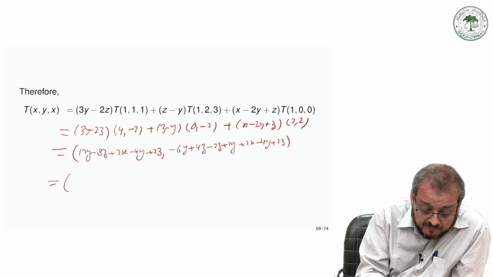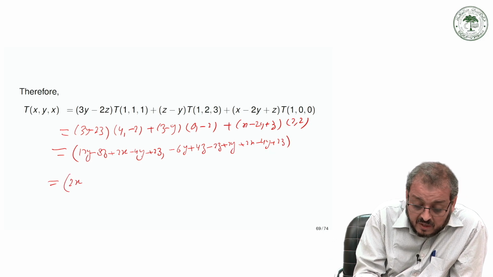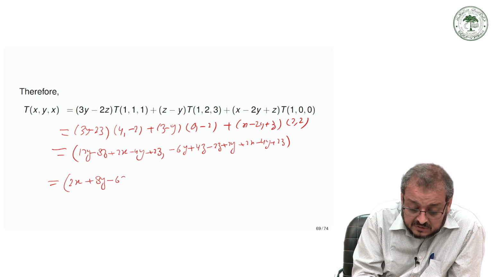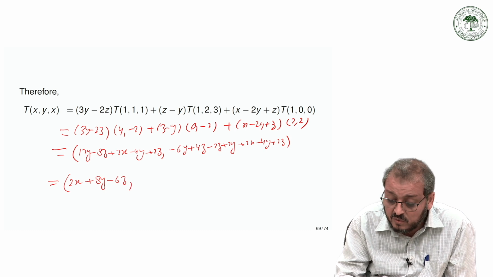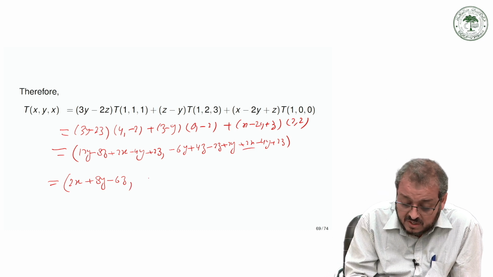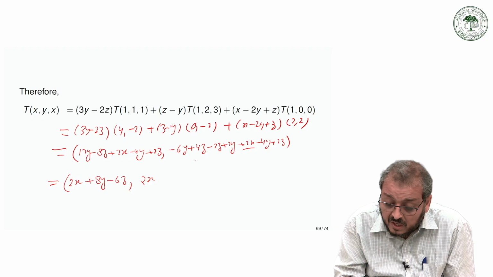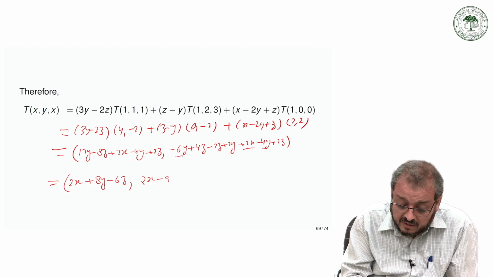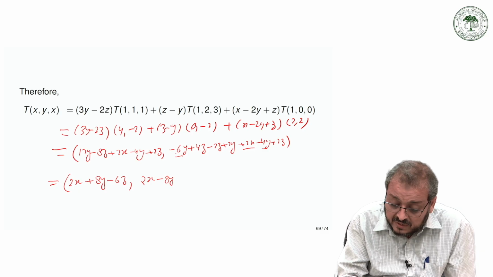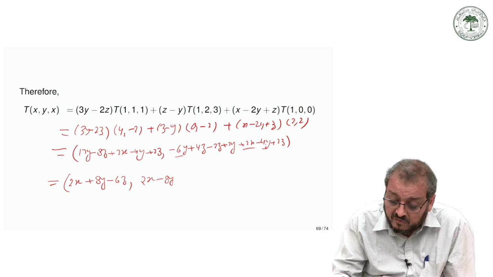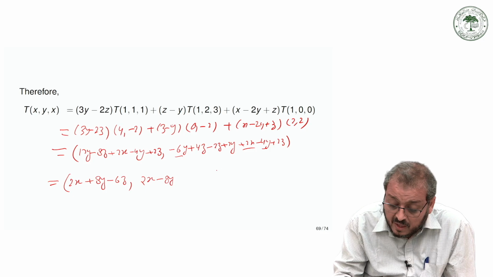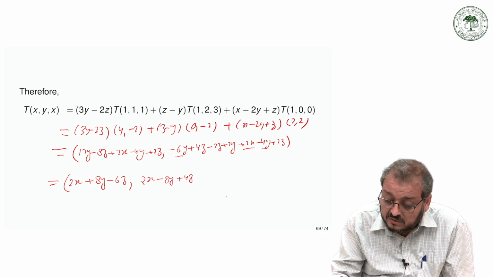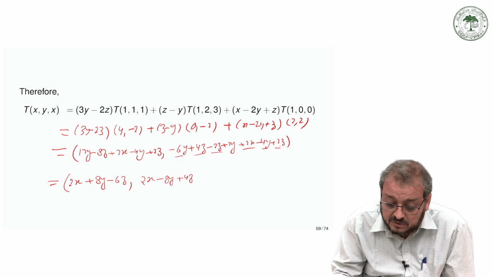Now this can be written in the form of 2x plus 8y minus 6z, and the next term is 2x. No x term is there, so you have 2x. Now you have minus 6y, minus 4y, minus 8y, so minus 6y minus 4y is minus 10y plus 2y, and then this is equal to plus 4z, because 4z minus 2z plus 2z is equal to this.